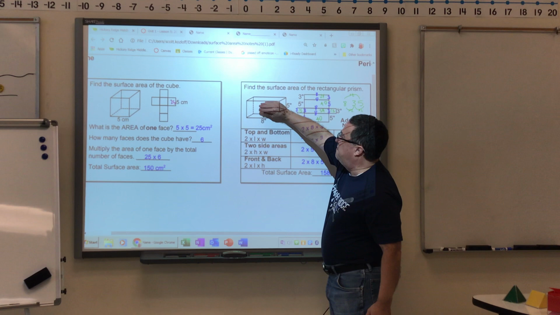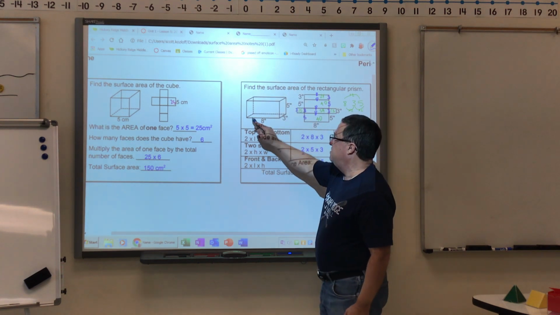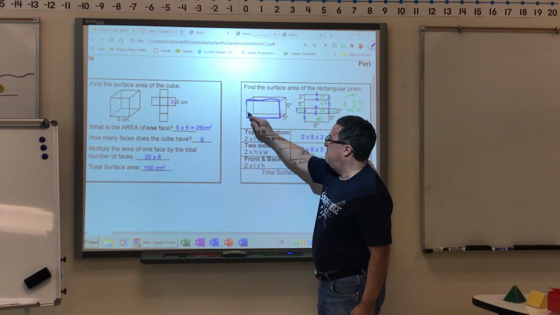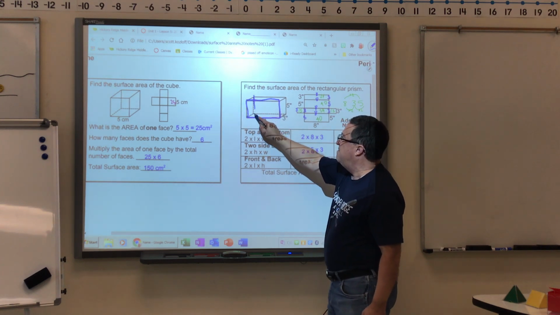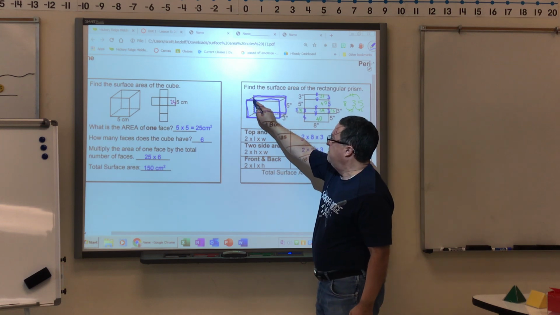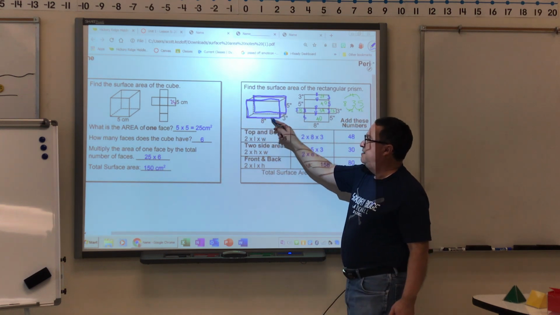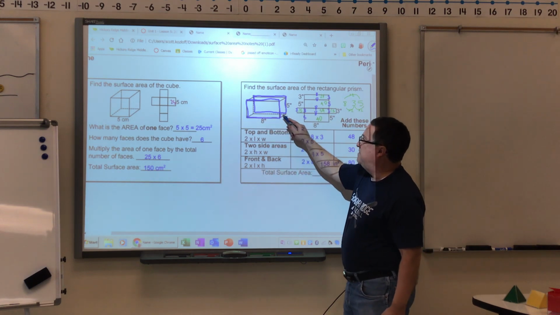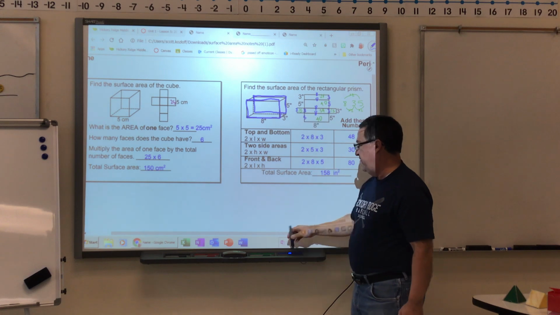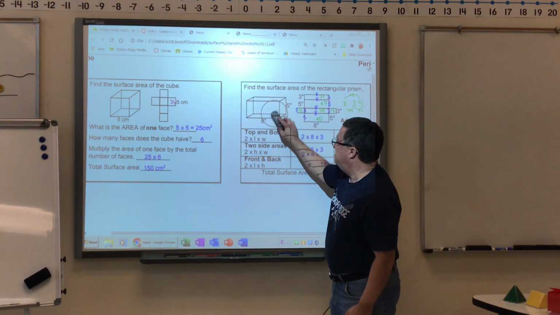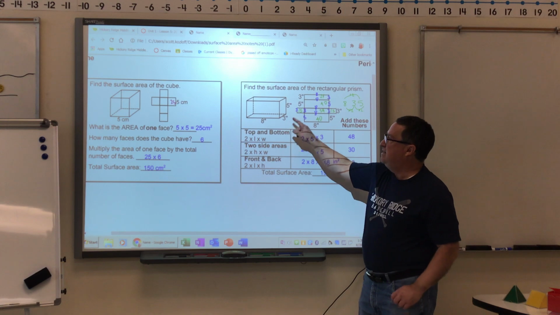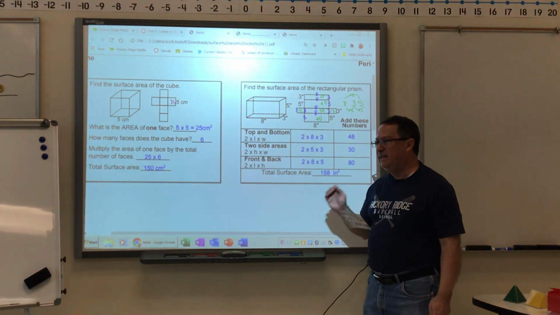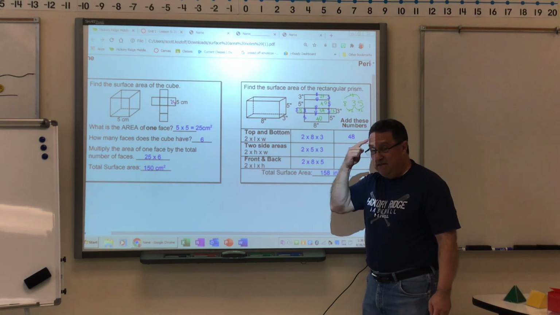Last but not least, the front and the back. If I was to draw you a picture of the front, here is the front of this object. The back of that object would be here. So now I'm looking at that 8 times the height, because it's length times height. And length times height is 8 times 5. Again, because there are 2 of those, it's 8 times 5 times 2. Hope that makes sense.